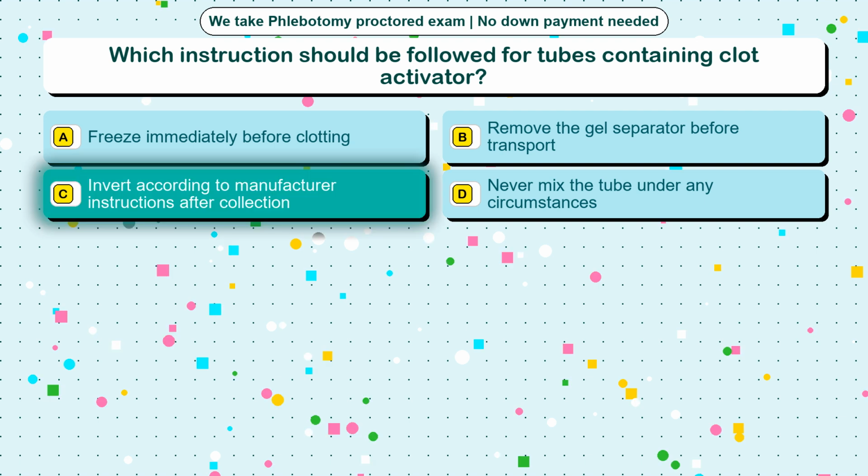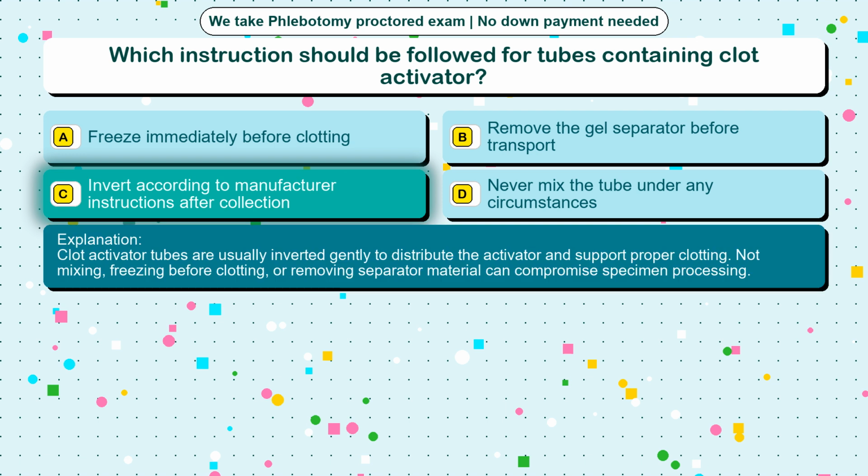The correct answer is option C. Invert according to manufacturer instructions after collection. Clot activator tubes are usually inverted gently to distribute the activator and support proper clotting. Not mixing, freezing before clotting, or removing separator material can compromise specimen processing.